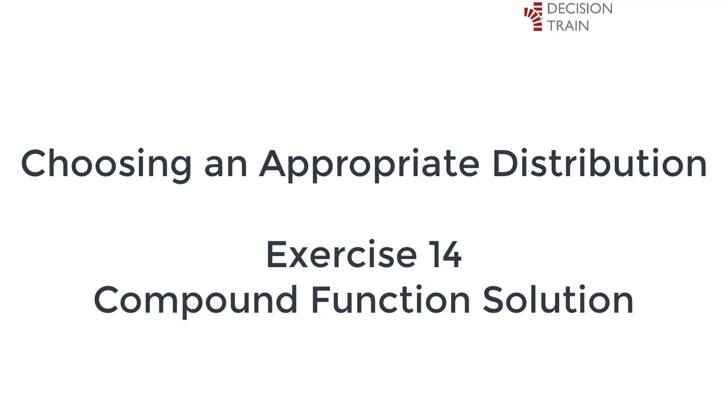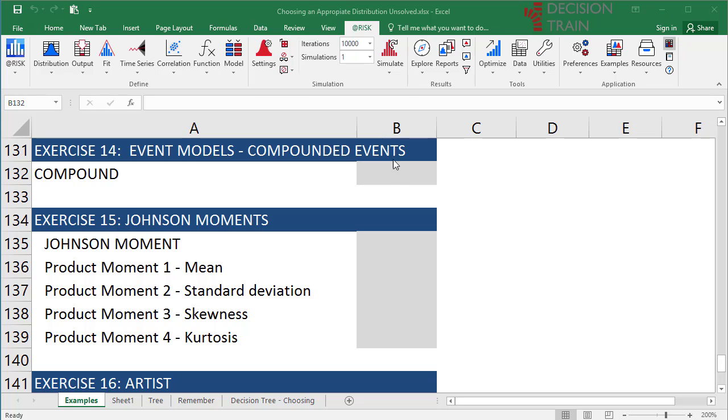Exercise 14. Compound function solution. The good news is that in order to create the correct convoluted or compounded distribution, we do not need to create a one-by-one case for each model of type frequency times impact as we did on the previous exercise. @RISK does have a very powerful function that does all of it, the convolution, automatically. It is called the RISKCOMPOUND function.